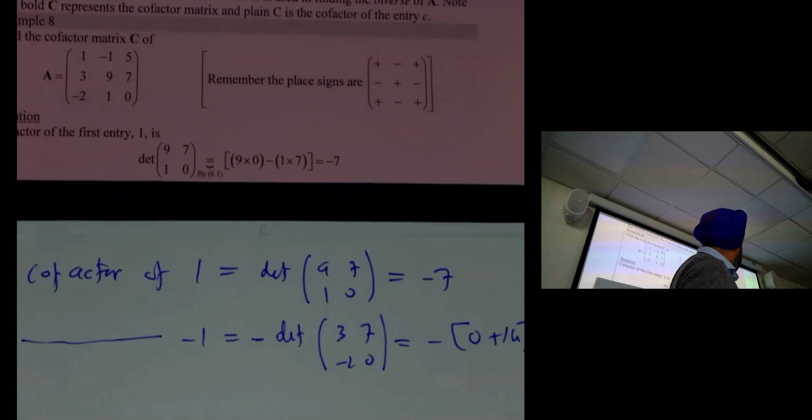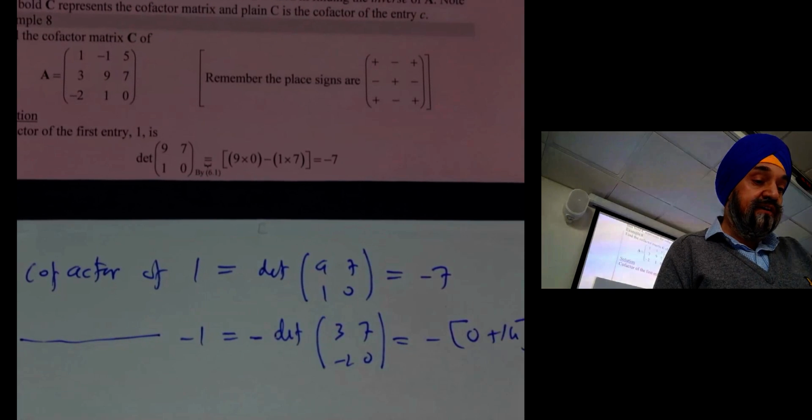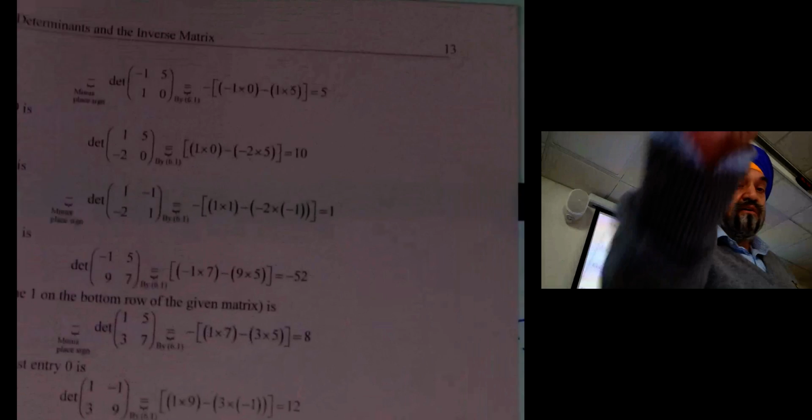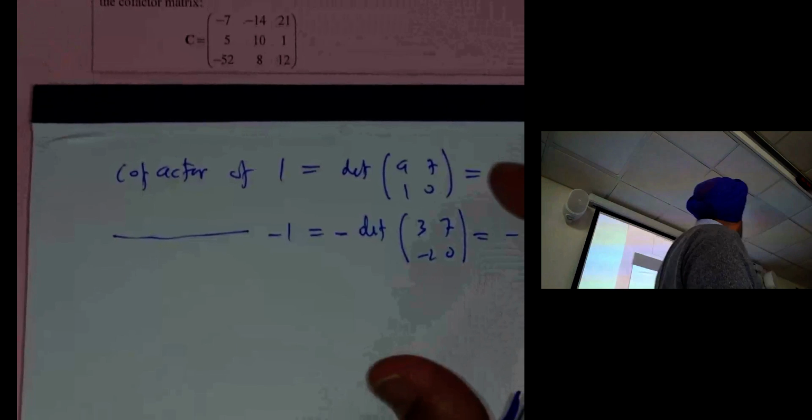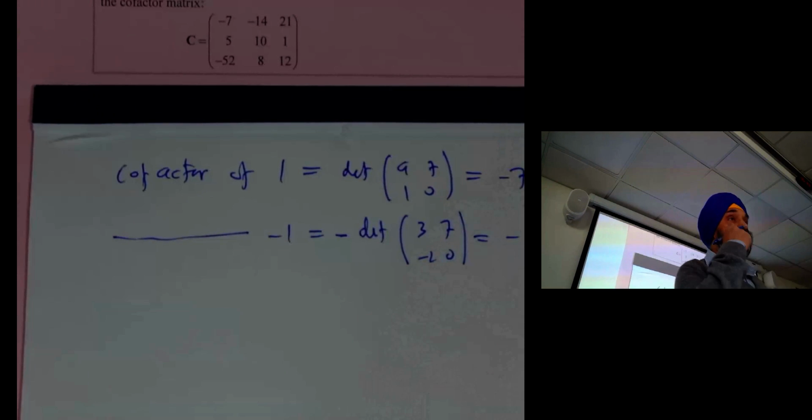So you can go through the whole process, and you work through all this, you find the cofactor matrix is given by this thing here. If we found the first two, minus 7, minus 14, you can find the rest of the entries in the same way, and you find that's the cofactor matrix.